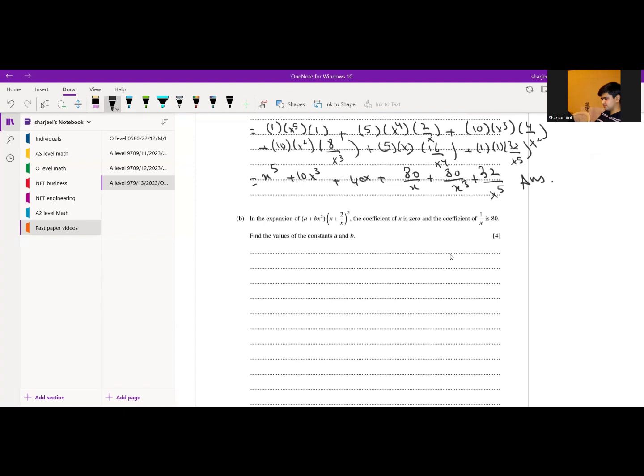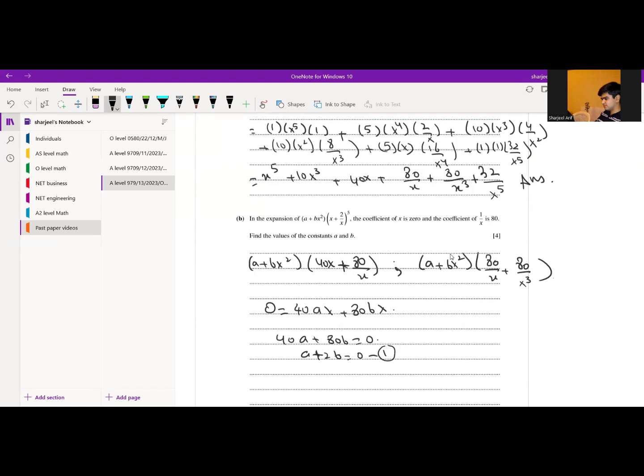For the next part, we have to expand (a plus bx squared) into (x plus 2 over x) to the power 5. The coefficient of x is 0 and the coefficient of 1 over x is 80. So first we have to find the coefficient of x and 1 over x. For this, we have to multiply a plus bx squared into 40x plus 80 over x. We can take these values from the previous expansion. So this will become 0 equal to 40ax plus 80bx, or we can say that 40a plus 80b equals 0, or a plus 2b equals 0.